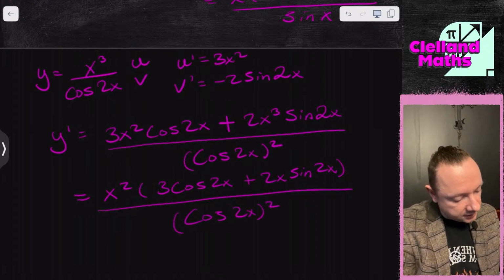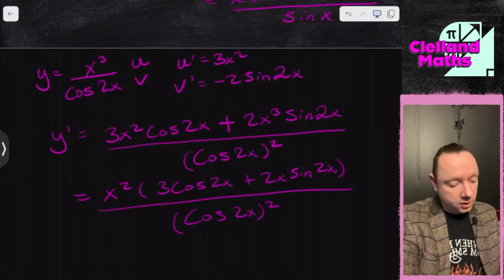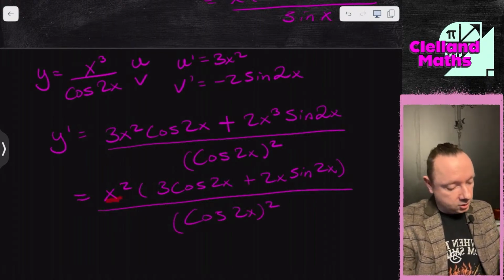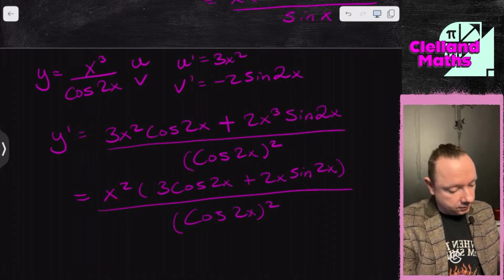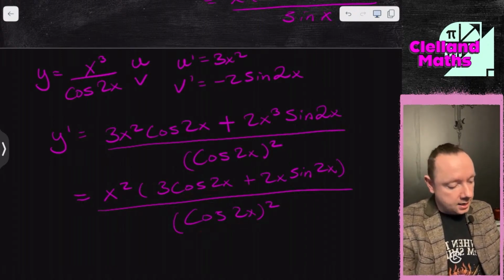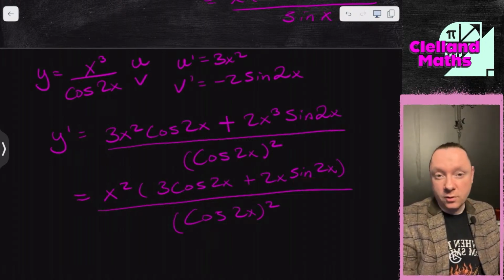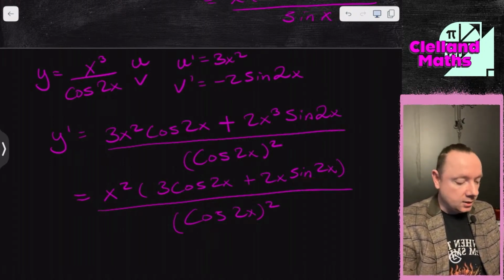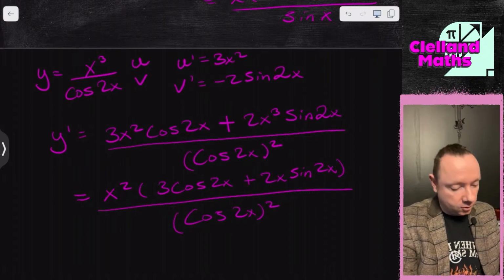Now you could split this up into separate fractions as well if you felt that was simpler. So you've got your x squared, the cos 2x and the cos 2x we can simplify to 1 over cos 2x, and the sine 2x and the cos 2x squared would simplify to tan 2x over cos 2x. So you could get a tan coming out if you wanted to, but because I've got lots of these to do, I think I'm going to leave that one there.